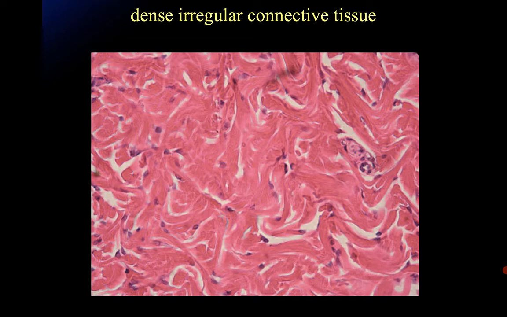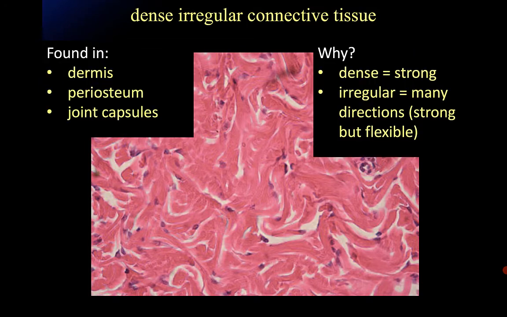Some of those fibers were coming directly at you. Some of them were running diagonally. Some of them were running up. Some were running across. And when you slice through this, you're going to be slicing them in all kinds of different ways. So you're not seeing the fibers all running in one direction as they were in dense regular. So then we just have to ask ourselves, where do we need a lot of strength but in multiple directions?